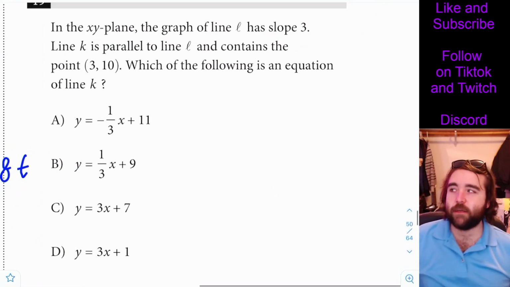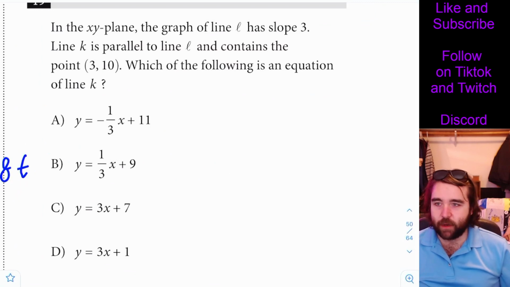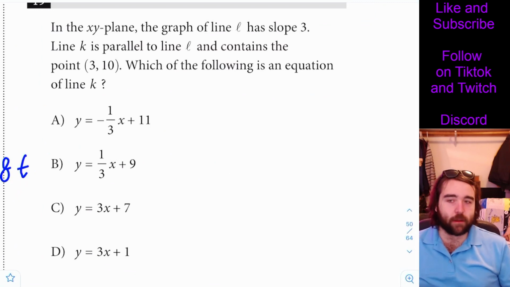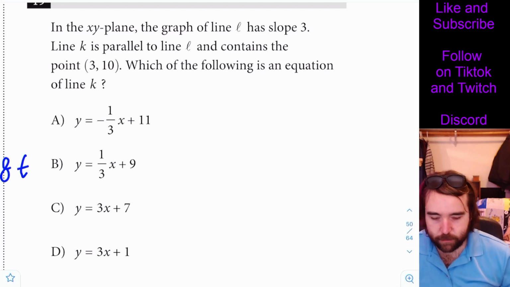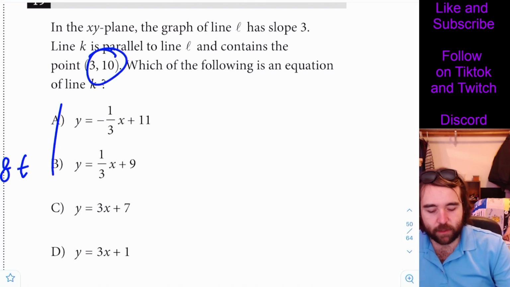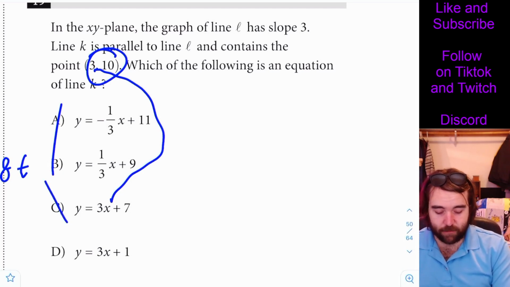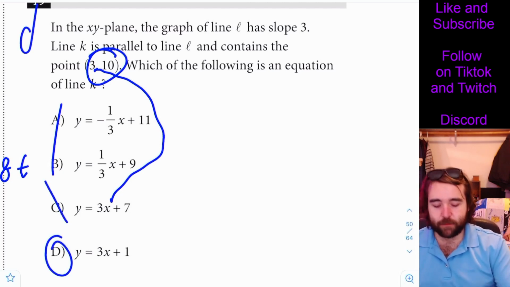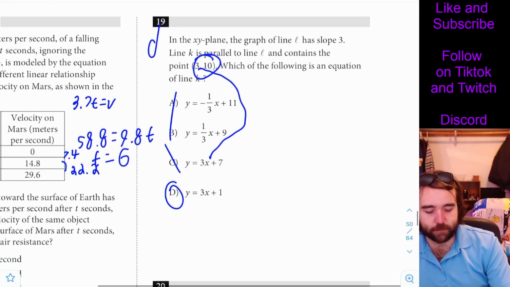All right. Number 19. In the xy plane, the graph of the line has a slope of 3, and it's parallel to that line. So what do you know about parallel lines? Same slope. So which of the following is the equation of the line K? So it's got to also have a slope of 3. So let's cross these out. And then we know it contains this point. So we could try to write the equation with point slope form, or we just plug in. And it's kind of nice because you plug in 3. You easily see that does not get you 10 in the first equation. And so it's got to be D. Plug in 3. 3 times 3 plus 1, 10. Yes.